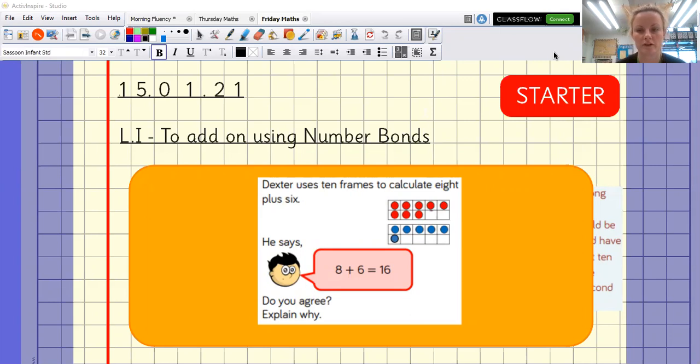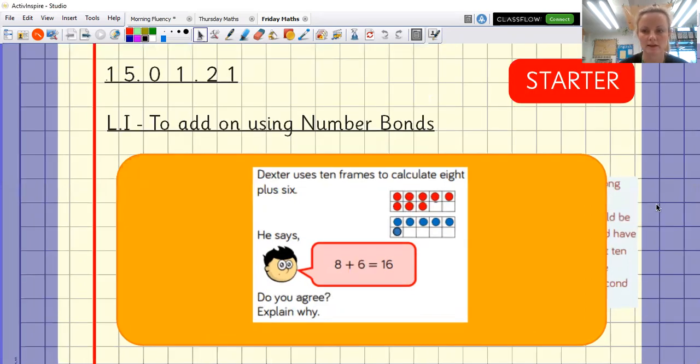Okay. So first thing I want you to do is your starter. Dexter uses a tens frame to calculate 8 plus 6. So we've got 8 red ones and 6 blue ones. He says 8 plus 6 is 16. Do you agree? And explain why. So press pause and have a go.